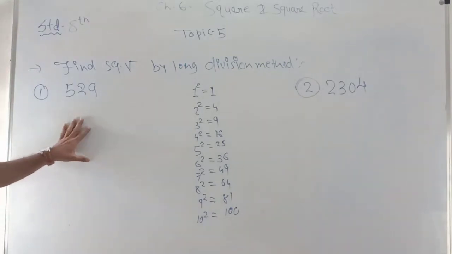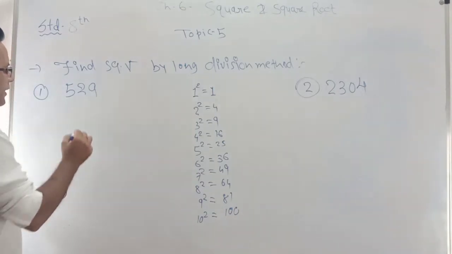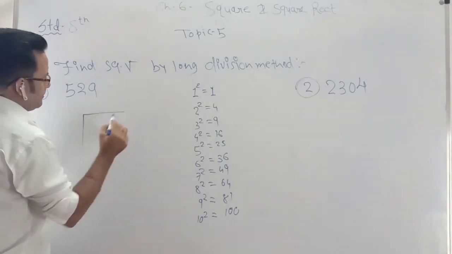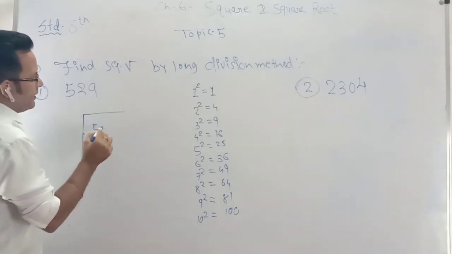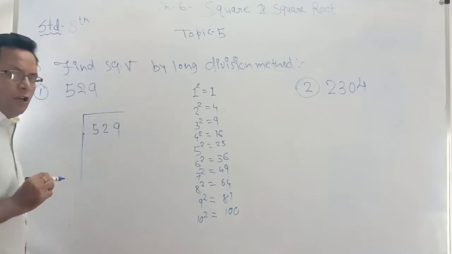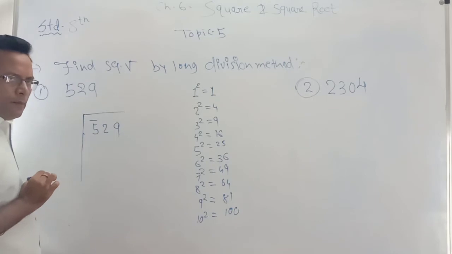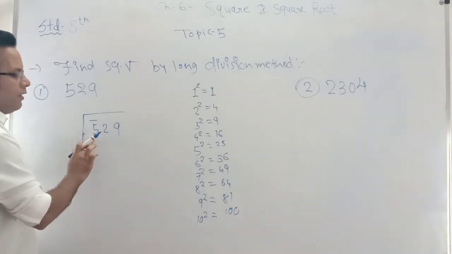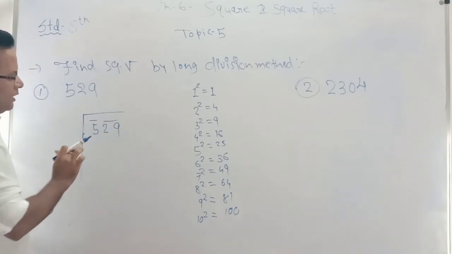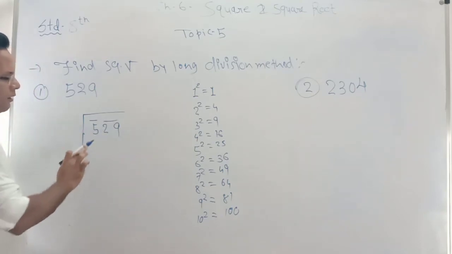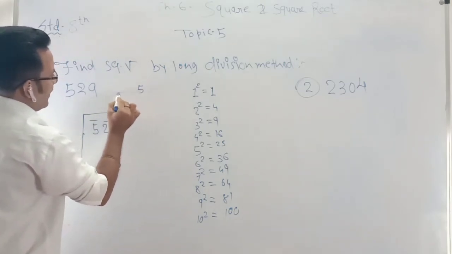Now we are going to start here. The number is 529. This is the long division method. First of all, what we have to do? We have to put the bar. 3 numbers are given, so 1 bar on one number and then on the next 2 numbers. Now you check your first number, 5.